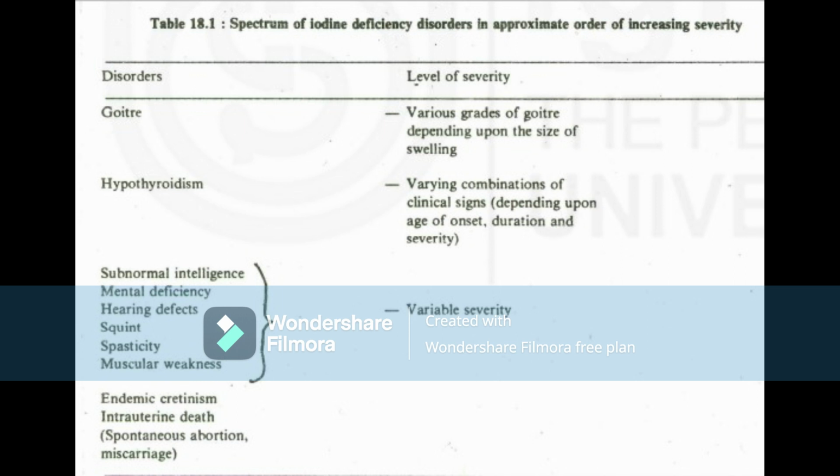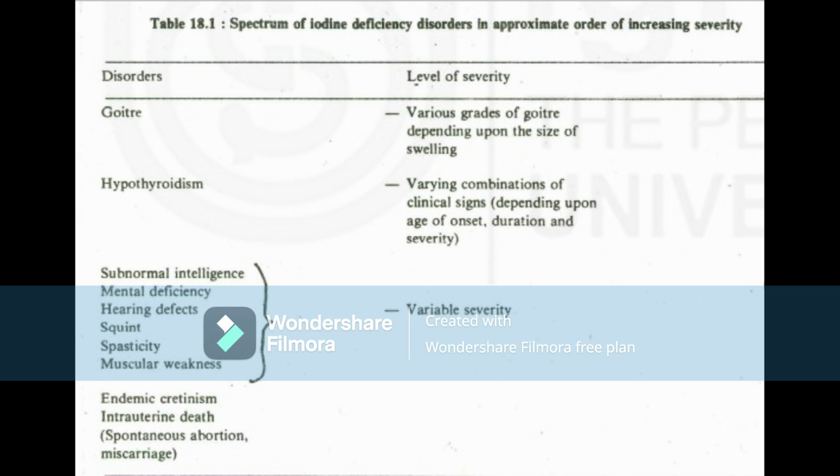Table 18.1. Spectrum of iodine deficiency disorders in approximate order of increasing severity. Look at the screen for table content. Let us study the clinical manifestations of both goiter and cretinism.